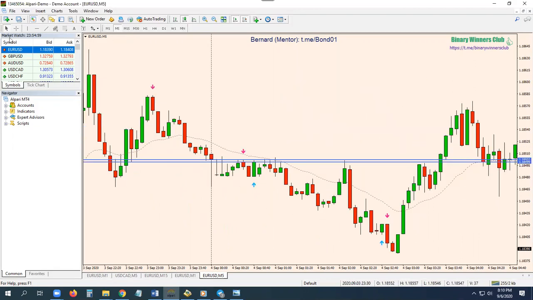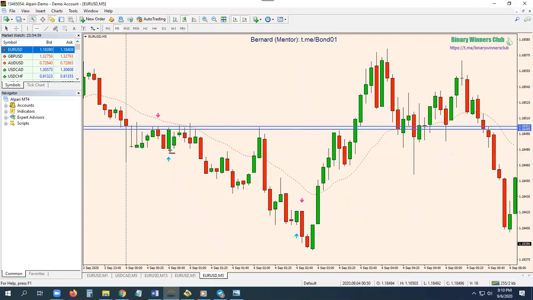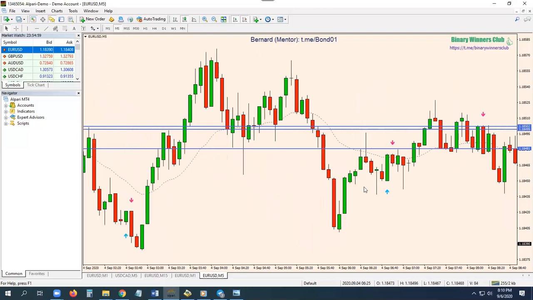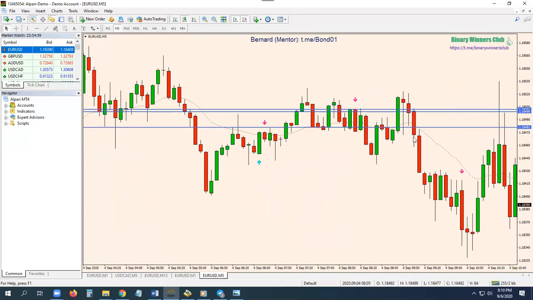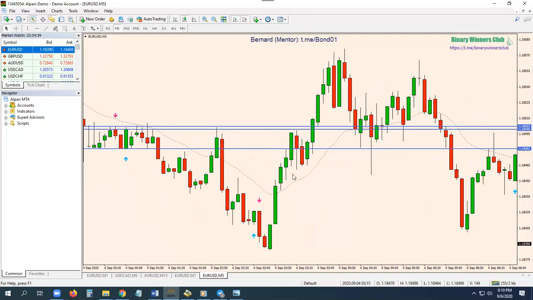Now, there will be a filter for this to help you understand, but for now, this is a tweezer bottom where we don't have wicks. There are no shadows. The bottom acts as support. Immediately you see price reacting, it's broken, comes back, price reacting again. Even in the future, price is reacting around that support zone.